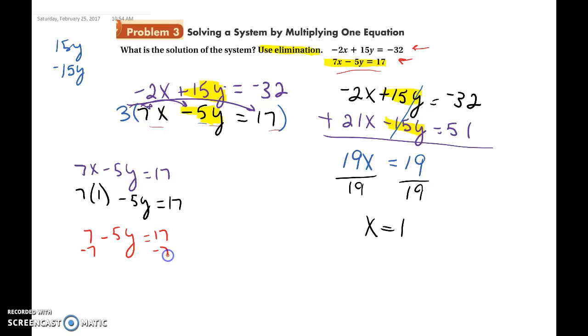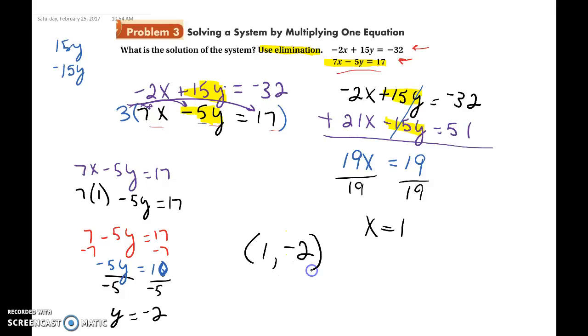Subtract 7. Negative 5y is equal to 10. Divide each side by negative 5. And we get y is equal to negative 2. So our final answer for this one is 1, negative 2.